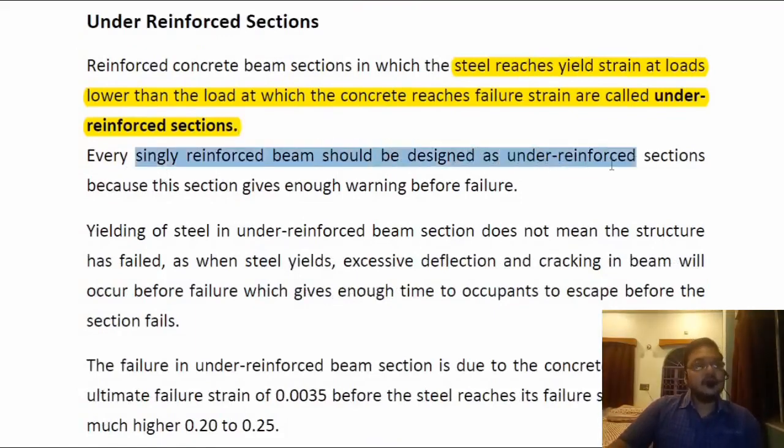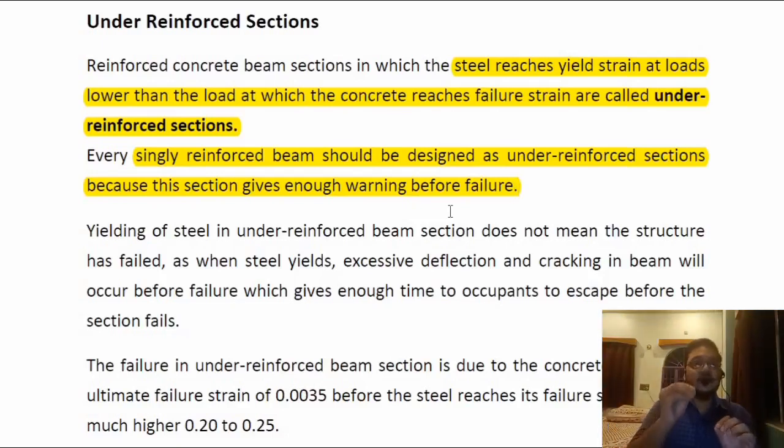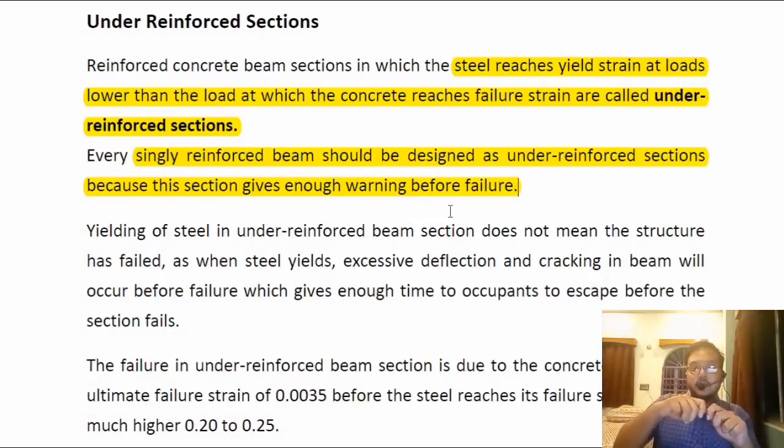So every singly reinforced beam should be designed as an under reinforced section, because this section gives us warning before failure. It is suggested that a designer must make the design under reinforced, because if concrete fails, that failure will be sudden, it will be crushing, and it will be a brittle failure, and the concrete will crush and break into pieces all of a sudden. But for steel, it will first try to yield, it will elongate, it will distort, then it will reach its ultimate strain, and only then will the fracture point start.